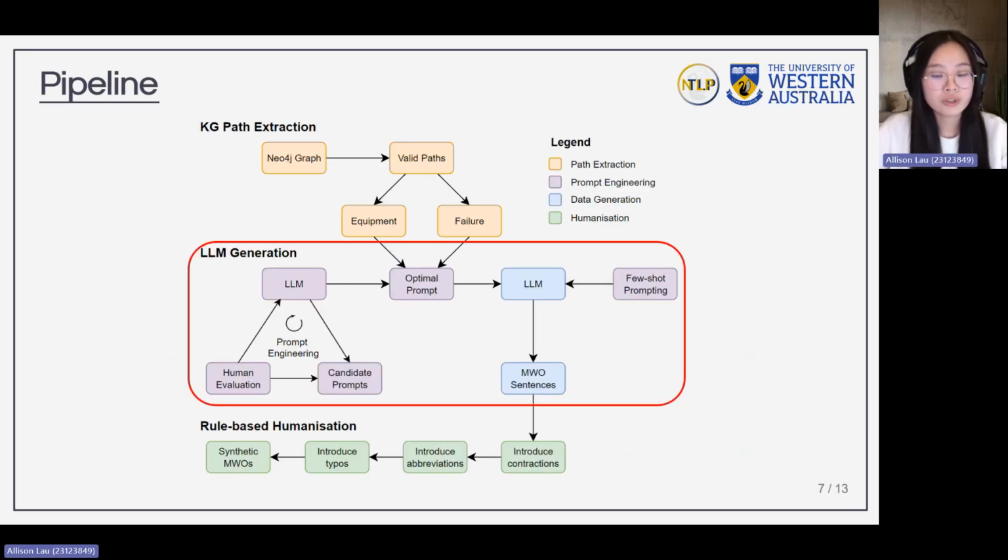Next, we move on to using an LLM. In this case, we use GPT-4o Mini to generate the MWO sentences. We went through a prompt engineering process to find the optimal prompt, and we also used a few-shot learning method in which we gave the LLM a small set of examples of the desired output.